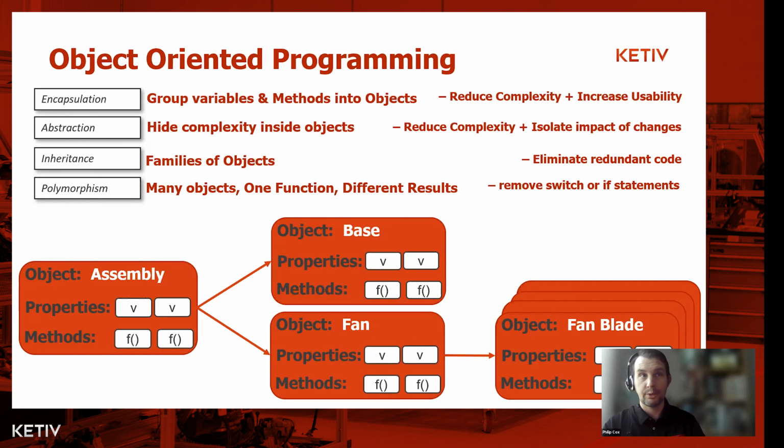So that, again, reduces complexity and isolates the impact of changes. So if you make a change down the line, you don't have to go update every single thing, because you handle it in an object-oriented way. And then inheritance is what we're going to talk about today, families of objects.